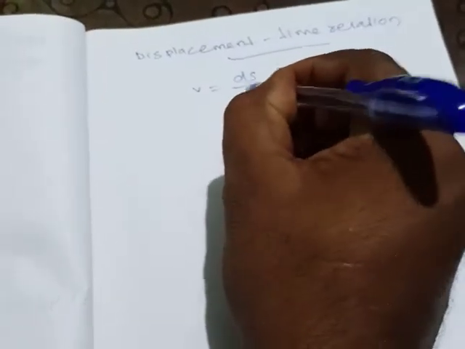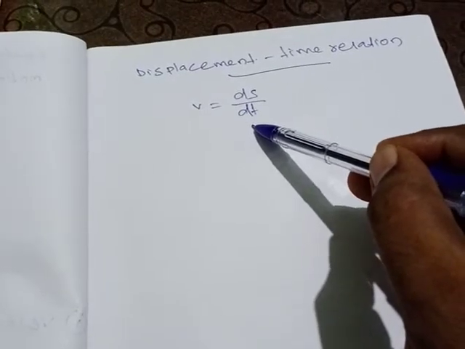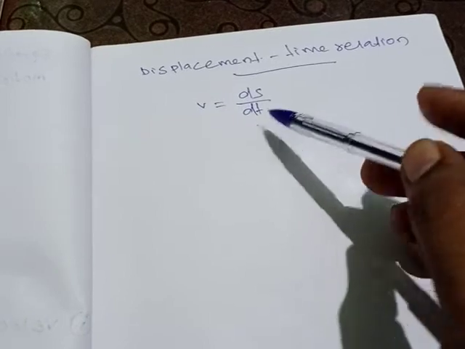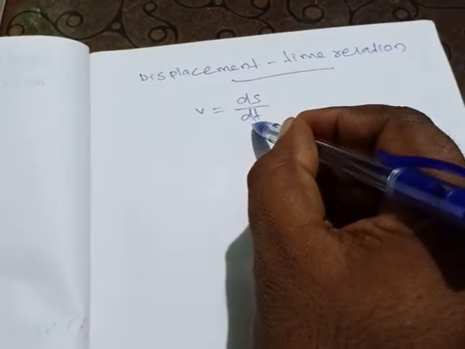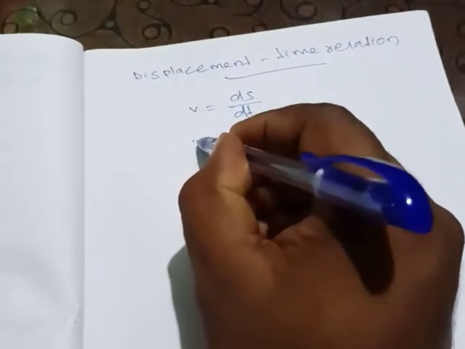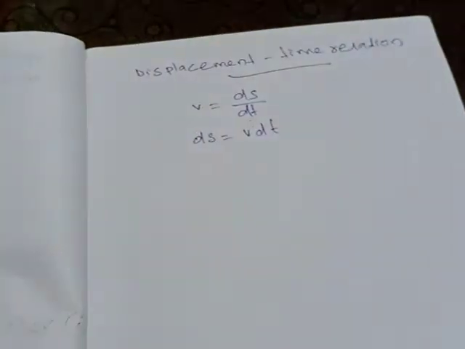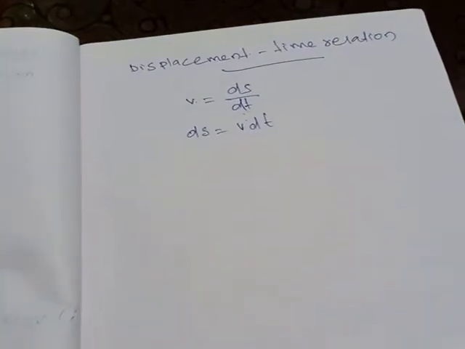We know that velocity of the body v is equal to ds by dt. So velocity of the body means what? First derivative of displacement with respect to time. That is, v is equal to ds by dt. From this formula, take this dt here, cross multiplication. So ds is equal to v dt.